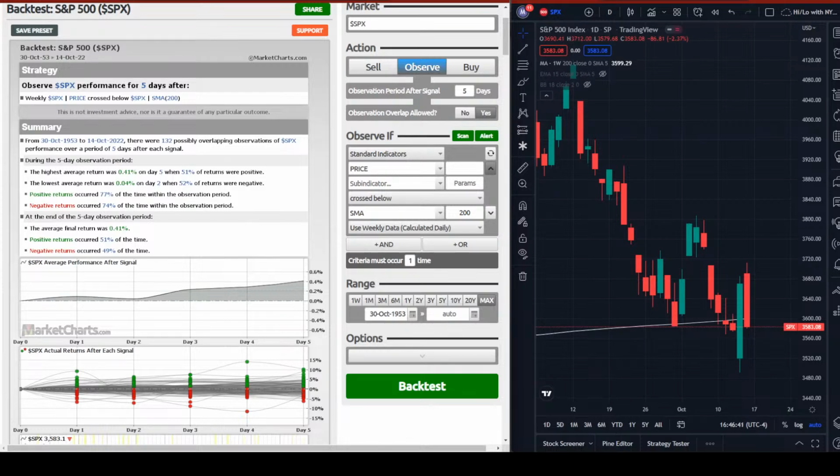Maybe it pops above it in a day or so, and then crosses back below it within that 5-day period. Now, when we look at non-overlapping observations, we only count the first cross beneath the 200-week SMA, and if it happens again within the next 5 days, we do not count that as a new occurrence. This is the overlapping occurrences. So whether it happens on day 1 or day 3, both of those are considered new occurrences. That's why on an overlapping basis, you're going to see a lot more occurrences happening.